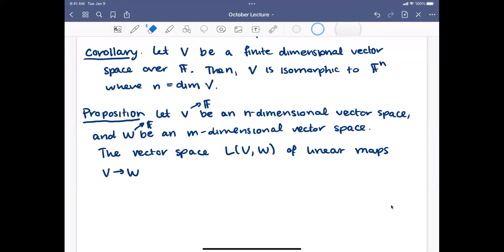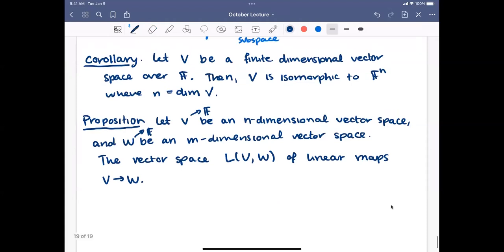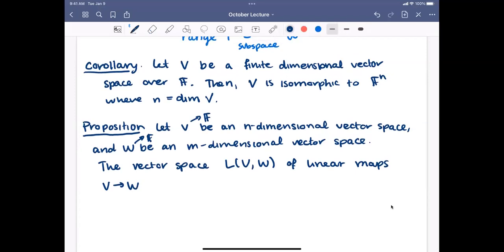Okay, so we have this vector space of linear maps from V to W. Then by this corollary, it's isomorphic to some F to the N. So the vector space L(V, W) of linear maps from V to W is isomorphic to F to the something. And what should the something be?